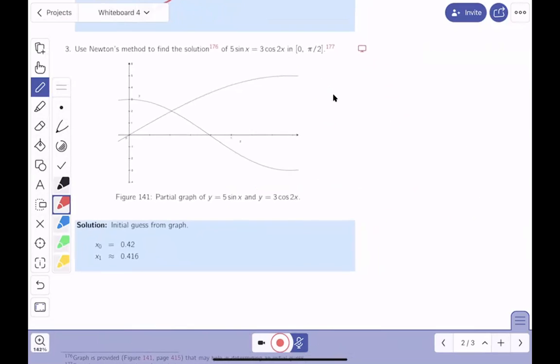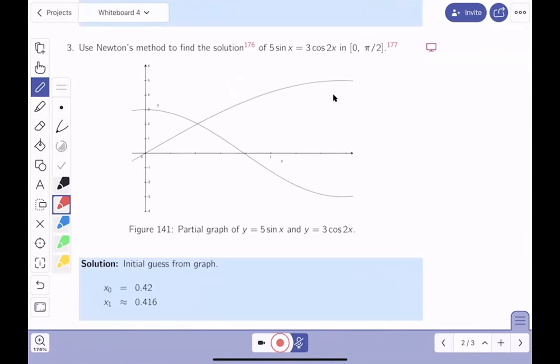Let's go to number 3. Again, I'm just setting it up. And my understanding of this is I need a function. So I'm going to go through the steps for you. They want to find a solution to this over here. And they do give me a graph, by the way. Looking at the graph, I hope you realize that one of these functions is a sine function. This graph over here is 5 sine x. And this graph down here, the blue one, is going to be 3 cosine of 2x.